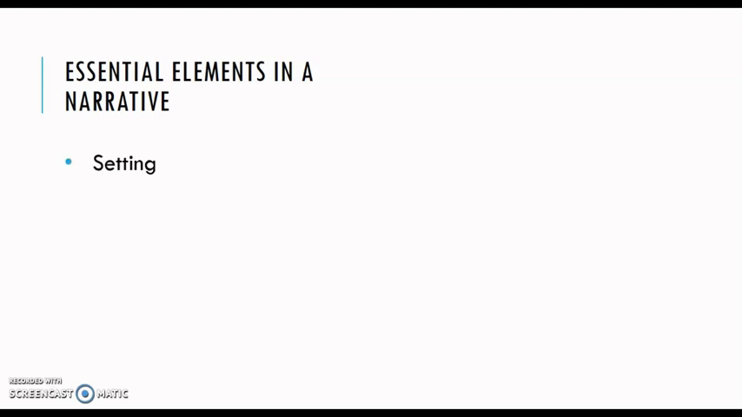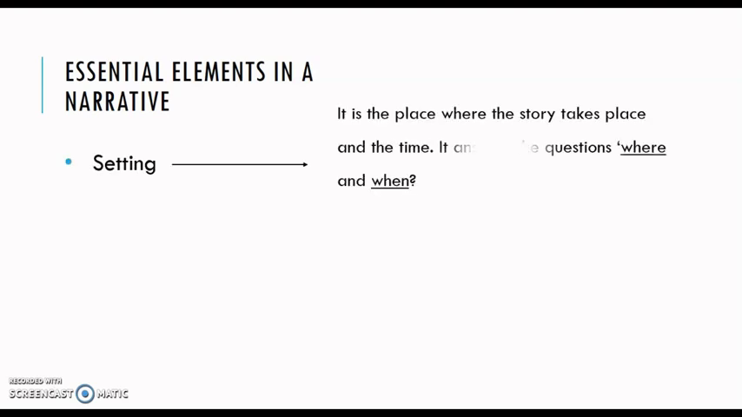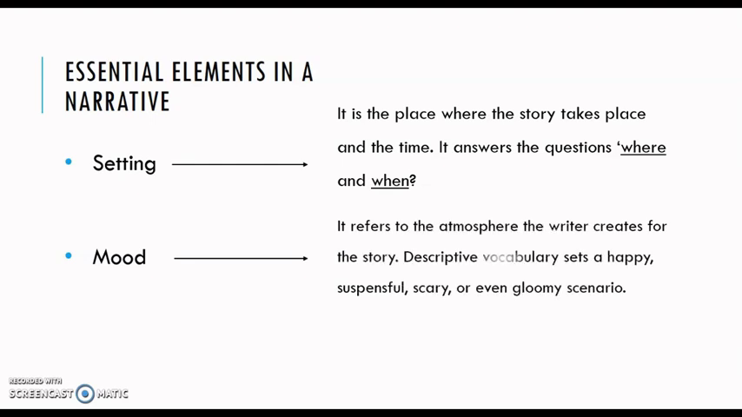So the first one is the setting. The setting refers to the place where the story takes place and the time. It answers the questions where and when. Another important element is the mood. The mood refers to the atmosphere the writer creates for the story, and it has descriptive vocabulary which sets a happy, suspenseful, scary, or even gloomy scenario. It has to transmit the feelings the writer thinks of to the reader.